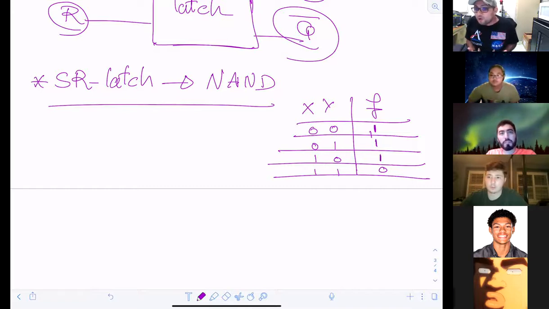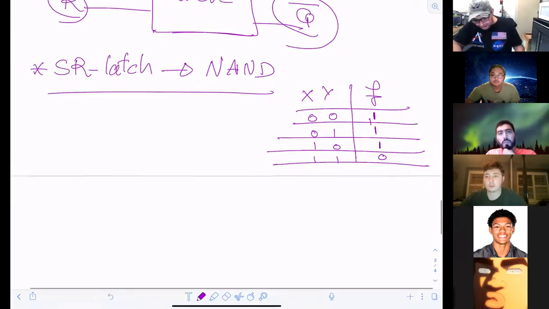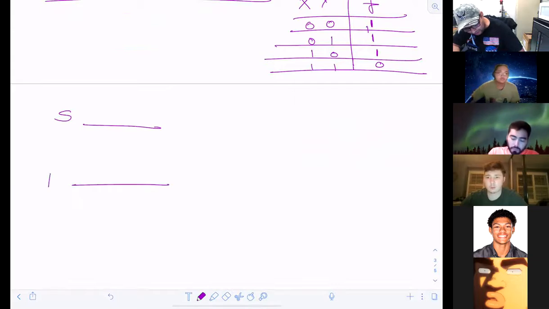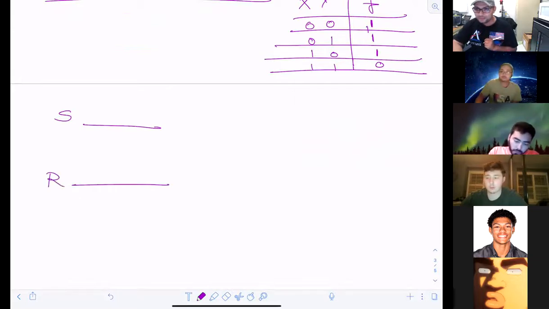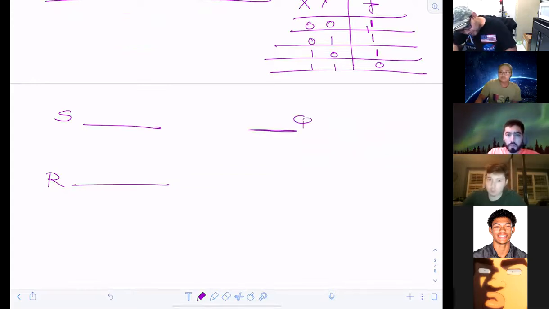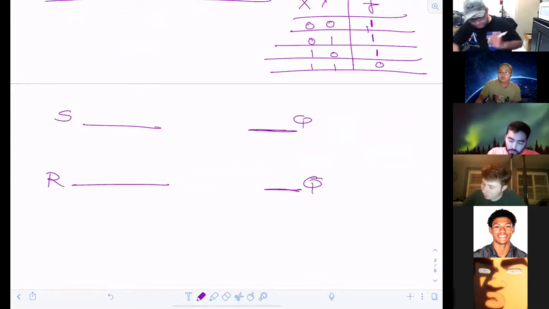When we say we are storing, somehow we need feedback. So we store, right? It's a loop in the backward direction. So I have here S and I have here R. Then I will have two elements since I also have two outputs. So here's my Q, here is my Q complement.